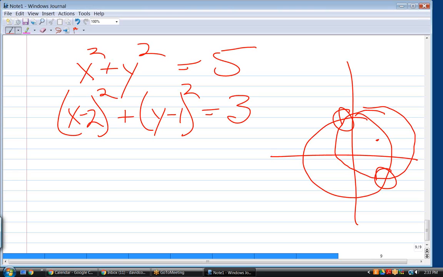Well, first thing, I can't think of an easier way to do it than to go ahead and distribute that. So when you square that term, what do you get? x squared minus 4x plus 4. Square this term: y squared minus 2y plus 1.